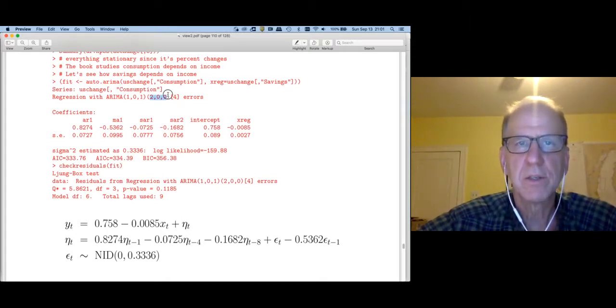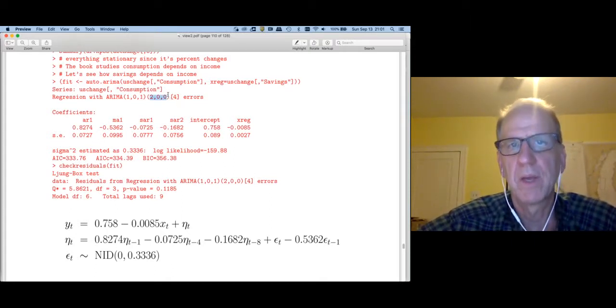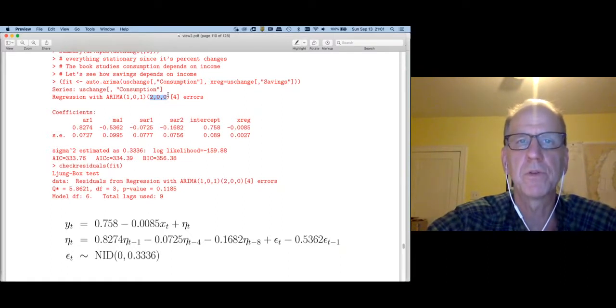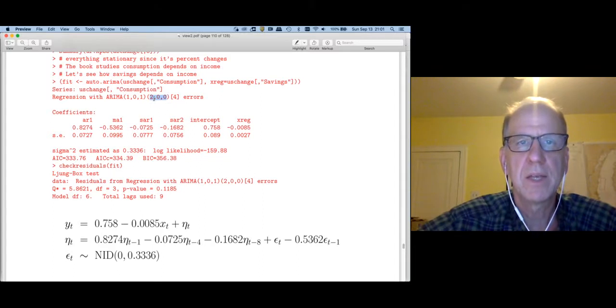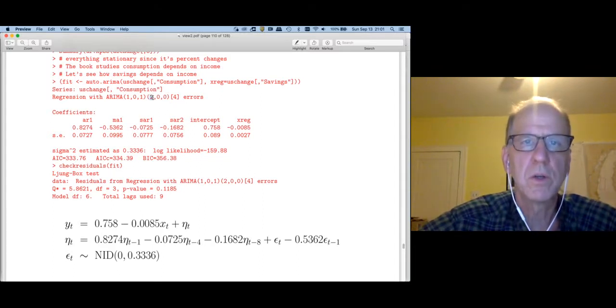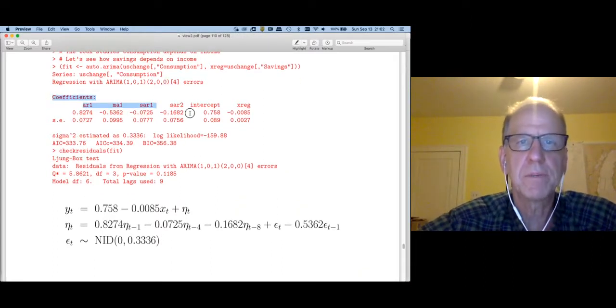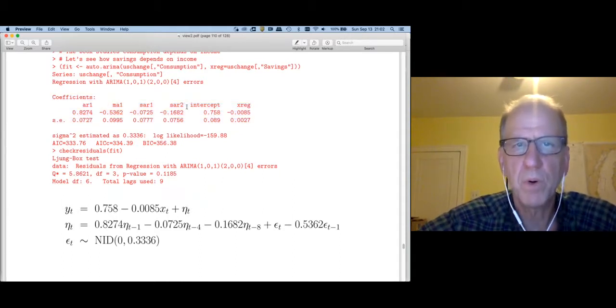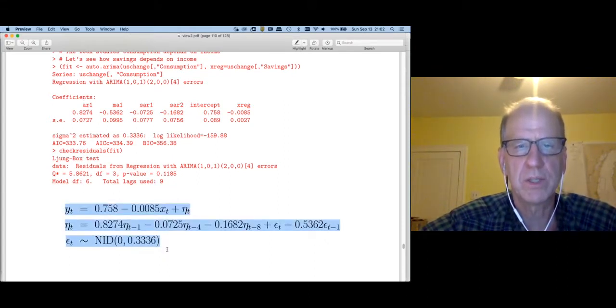The second triple is giving us the ARIMA values for the seasonal part. This is saying we want 2 seasonal autoregressive terms, no differencing, and no moving averages. Here is the estimated set of coefficients, and it's very important for you to be able to get from these estimates to a set of equations like I have below. So let's start with the first one.